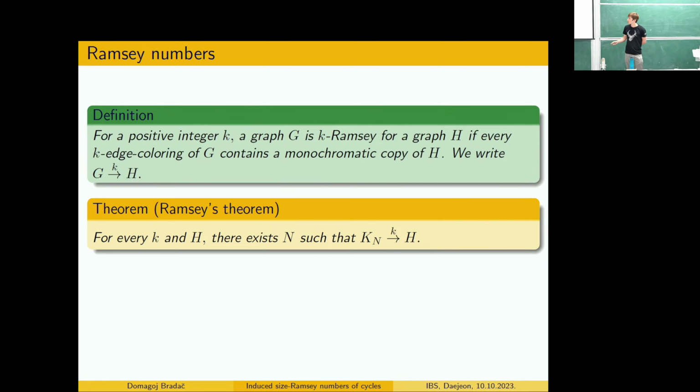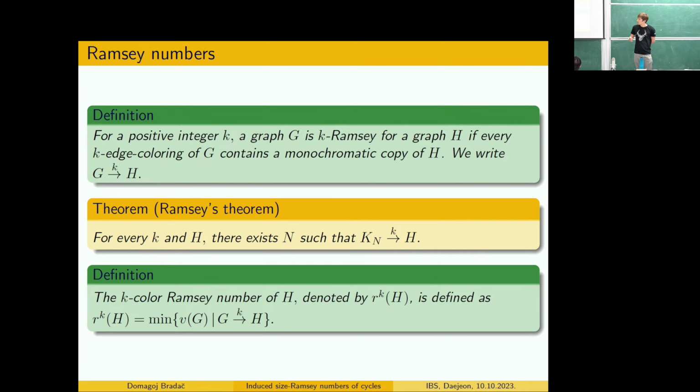Then the famous theorem of Ramsey says that for any number of colors k and for any graph H, there exists a graph which is k-Ramsey for H. Namely, if you take a large enough clique, in any k-edge coloring of this clique, you will find a monochromatic copy of H. Then the k-color Ramsey number of H can be defined as follows. This is not the standard way it's defined, but it's equivalent: the minimum number of vertices in a host graph which is k-Ramsey for H. Because we only care about the number of vertices, it's always best to take G to be a clique.